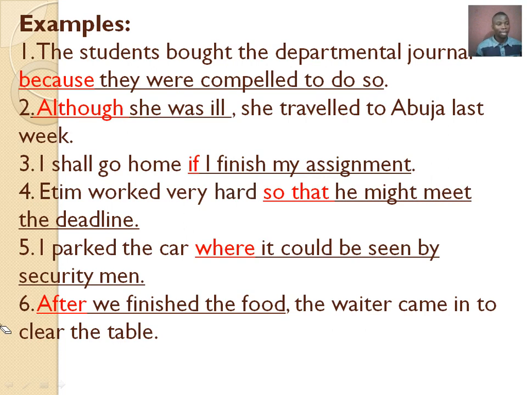Number four, Ethan worked very hard so that he might meet the deadline. So that shows purpose. Number five, I parked the car where it could be seen. That's place. Where? After we finished the food, the waiter came in to clear the table. That's time. So if you have assigned the correct type of adverbials to the ones in red or to the whole underlined part, please mark them for yourself, and a very big congratulations to you.